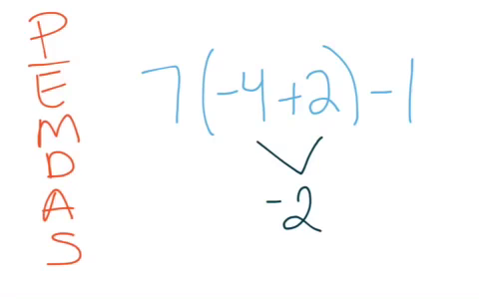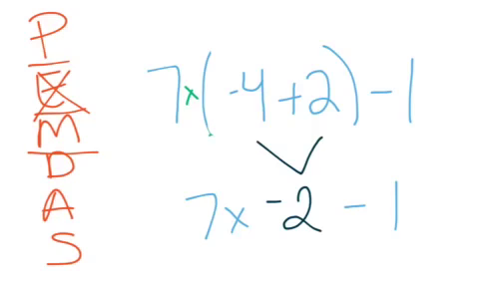Anytime that you have a number right next to a parentheses like this, that means you're going to multiply. So I'm actually going to bring that 7 down here. We have 7 times -2 minus 1. Next, E, exponents. We don't have any of those. M, multiply. So we're going to multiply 7 times -2. I multiply my numbers like normal, getting 14. And since there's different signs, I know it's going to be a -14.